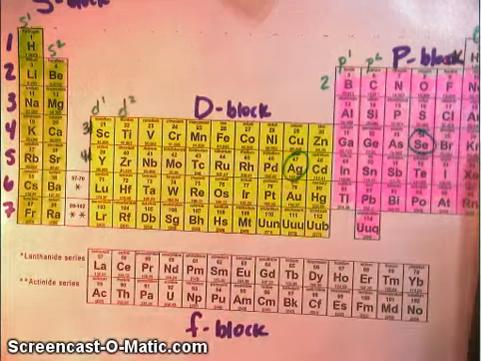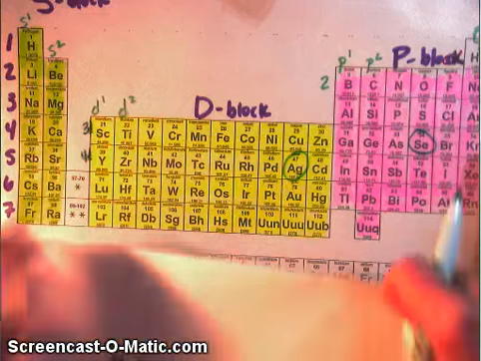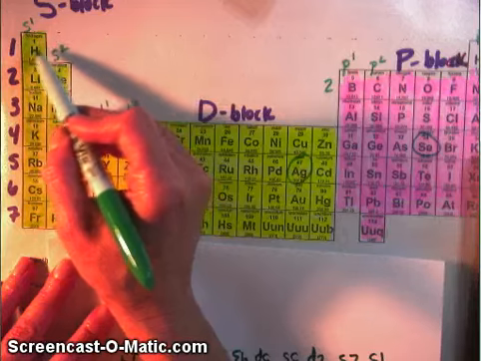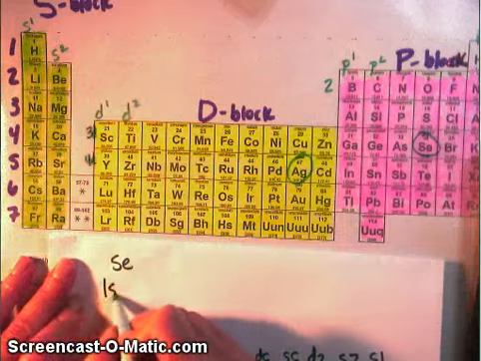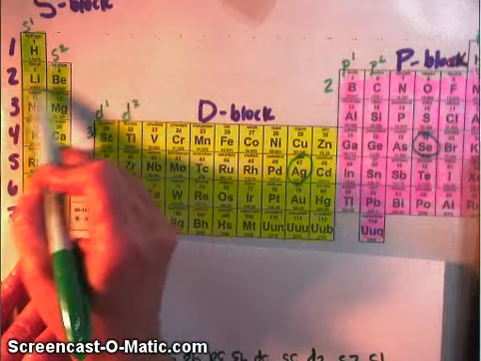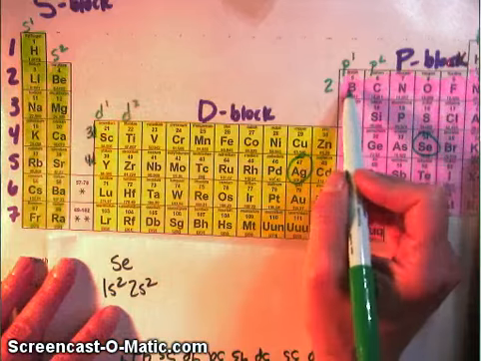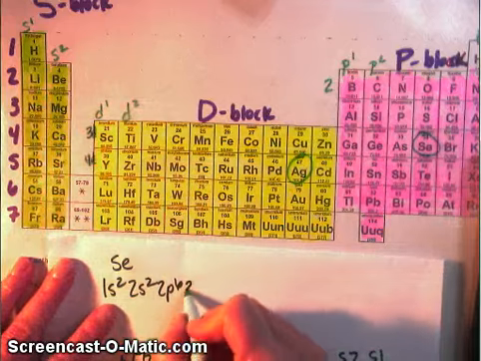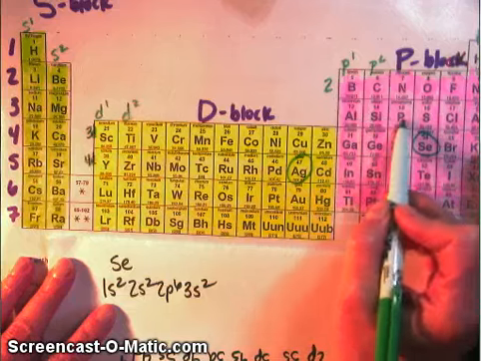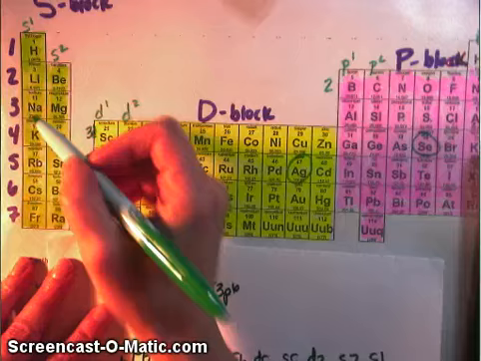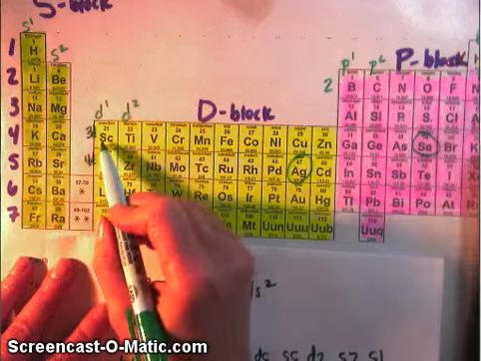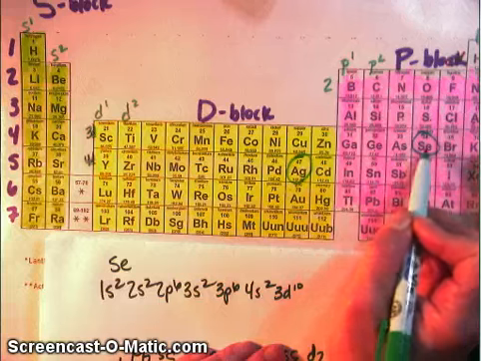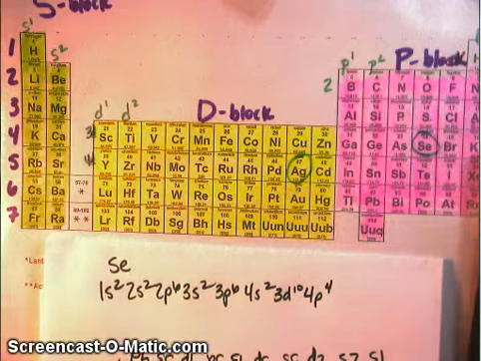Selenium has 34 electrons, and we're going to have the first n equals 1 filled first, 1s2, 1, 2, this is the s block, 2s2, skip over to 2p, 1, 2, 3, 4, 5, 6, 3s2, 3p, 1, 2, 3, 4, 5, 6, 4s2, 3d10, and then 4p, 1, 2, 3, 4. And that's it.